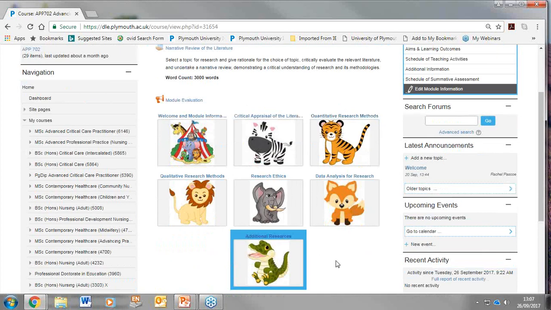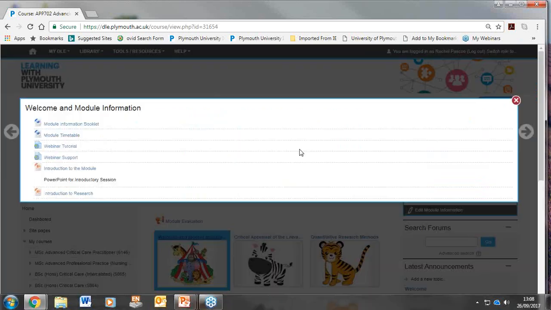Then we have a set of tiles that have different animals, different pictures on them. And as the sessions happen, there will be presentations, and the recordings of these webinars will be uploaded into the separate tiles. So if we start off by looking at the welcome tile, there's the module information booklet, which goes through what the expectations of the module are and some university guidelines. Please have a look at that at your leisure.